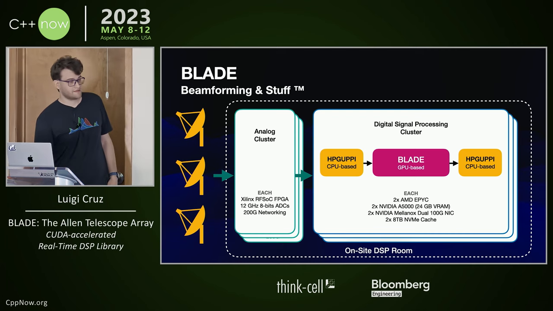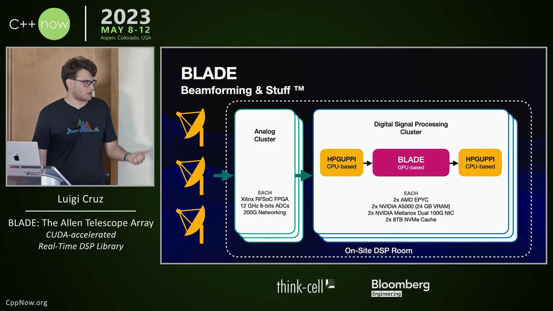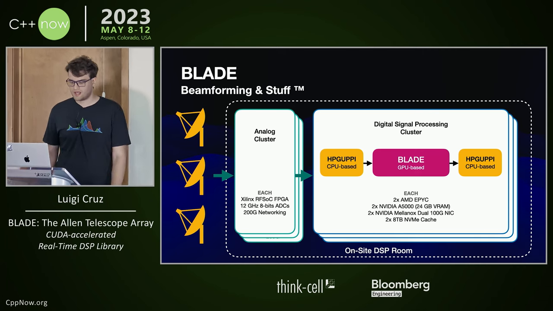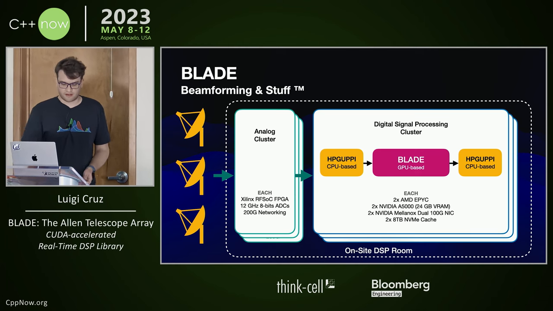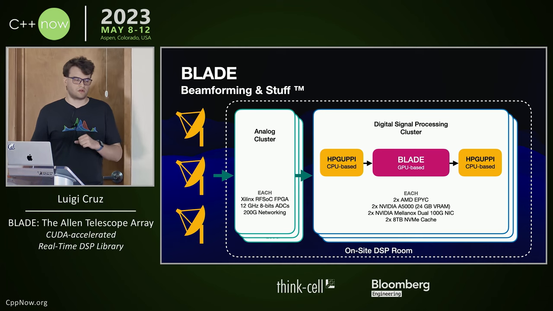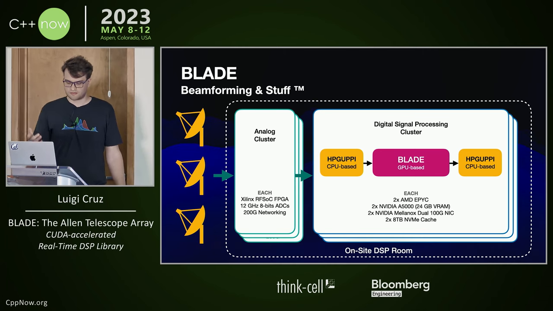Then the data stream is unpacked using the CPU with another project called HPGuppy, and then uploaded to the GPU, where Blade takes control and does most of the processing of the data. And later, if it's necessary, Blade will transfer the data back to the CPU for long-term storage.